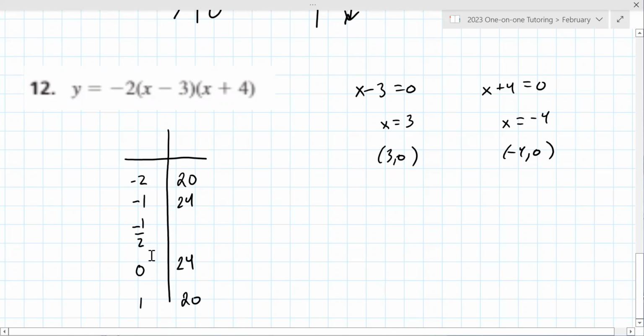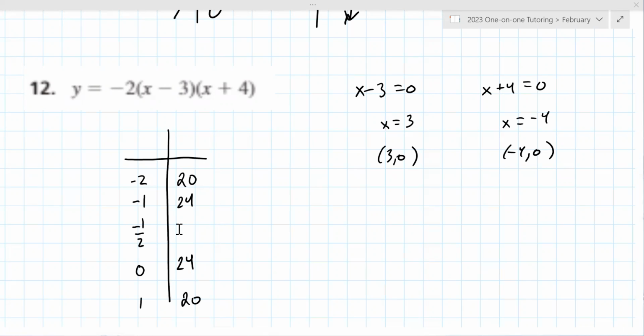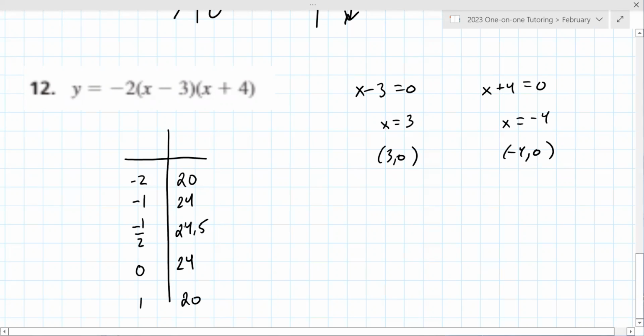Minus 3, parentheses, negative 0.5, plus 4. And then I got 24.5. That's correct. Okay, very good.